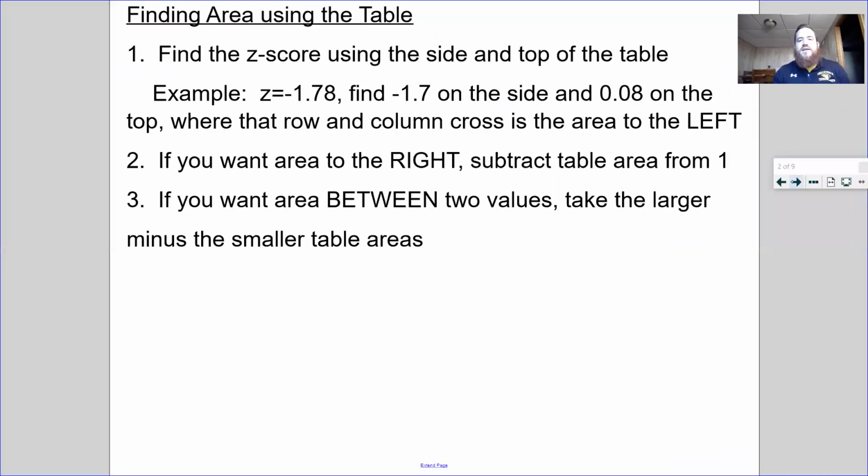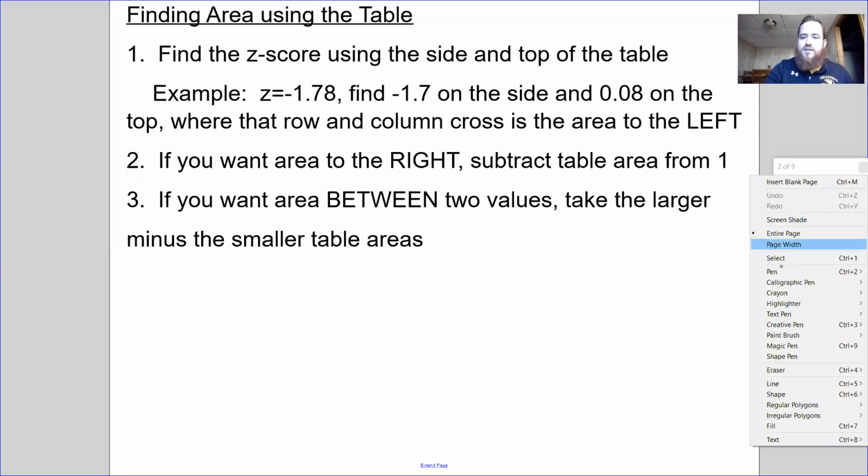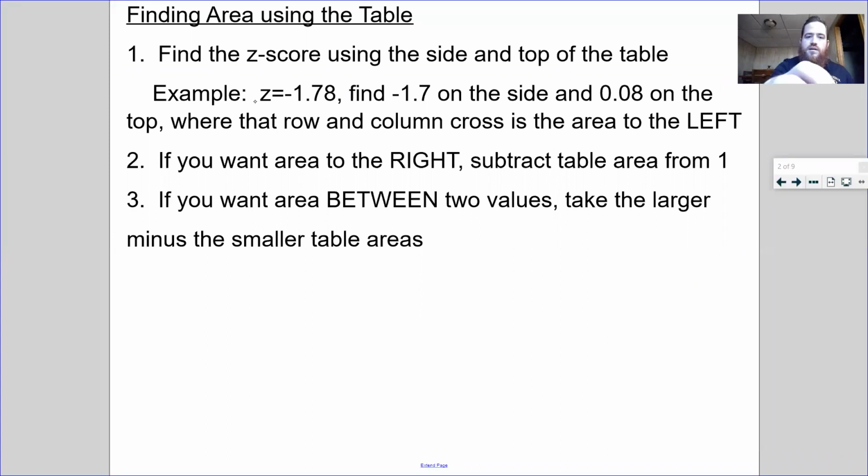Okay, so this is just what I talked about here, finding area using the table. Find the z-score using the side and top of the table. For example, if I have a z of negative 1.78, find 1.7 on the side and 0.08 on the top. Where the row and the column cross is the area to the left of that z-score. So how many values are less than negative 1.78?